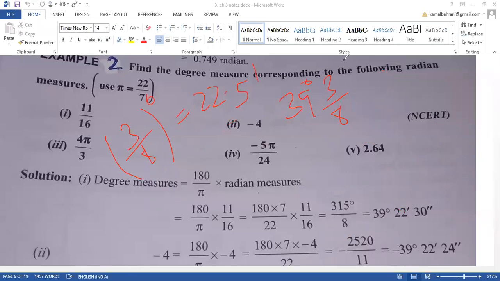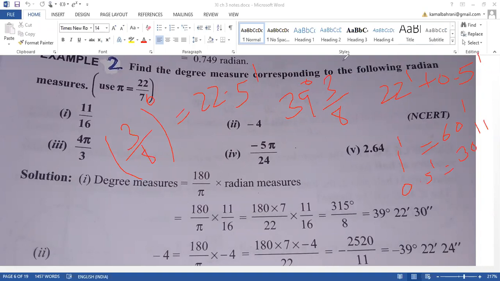22.5 minutes. So we can write this as 22 minutes plus 0.5 minutes. Clear? Now we will not take 0.5 as it is. We have to change it again into seconds. 1 minute is equal to 60 seconds. So 0.5 minute will be equal to what? You can multiply it. 0.5 into 60 will be 30 seconds.